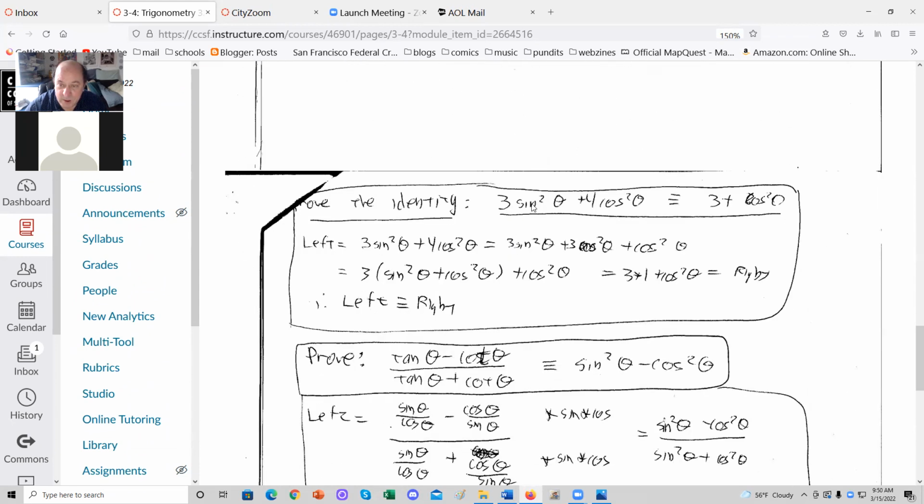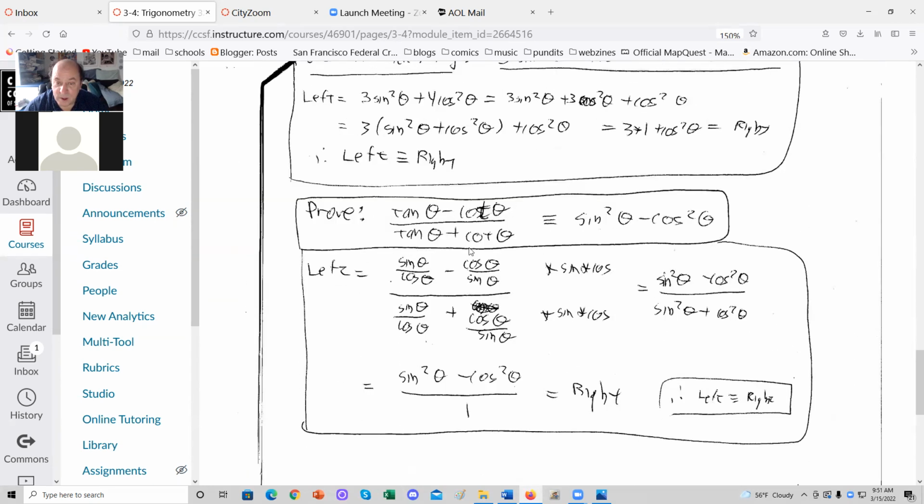So for example, here's an identity. Prove that 3 sine squared theta plus 4 cosine squared theta equals 3 plus cos squared theta. All right, we start with the left side, 3 sine squared plus 4 cos squared. Well, 4 cos squared is 3 cos squared plus cos squared. So it's 3 sine squared theta plus 3 cos squared theta plus cos squared theta. Now these two terms have a common factor of 3. So you get 3 times (sine squared plus cos squared), plus cos squared. Oh, but what do you know? Sine squared plus cos squared equals 1. So you get 3 times 1 plus cos squared theta. And that is the right-hand side, and the identity is thereby proven.